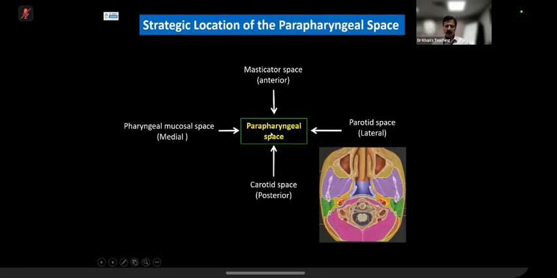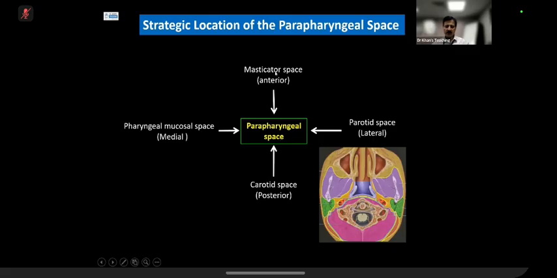Parapharyngeal space is here. Masticator space is anterior. This is a generalization, right? But you have to stretch your imagination slightly, because at times this will be slightly anterolateral. For example, this is the parapharyngeal space. A mass might be here, so this will be anterior. It might be slightly here, anterolateral. So the key point to remember is that in the center is the parapharyngeal space.